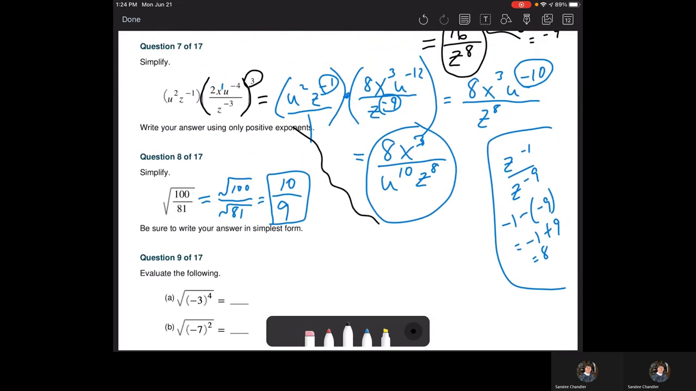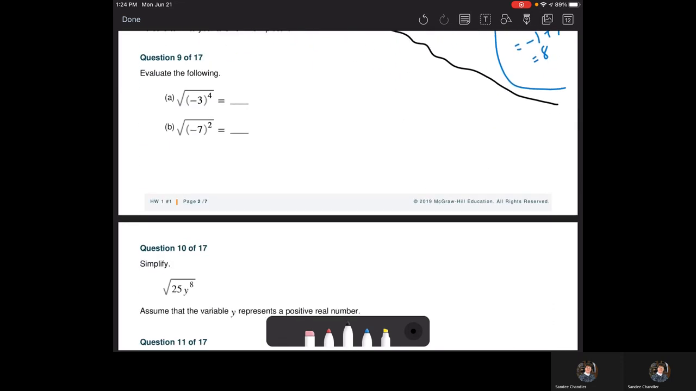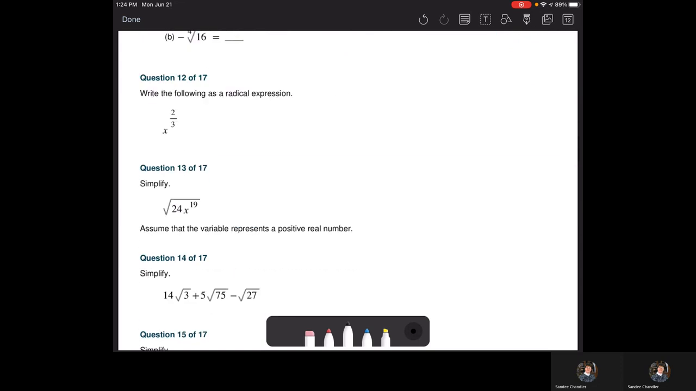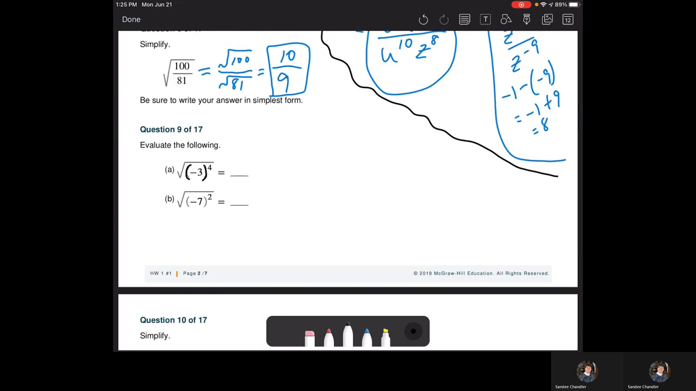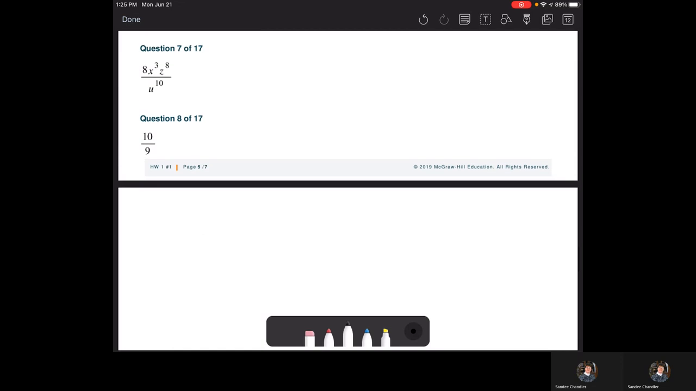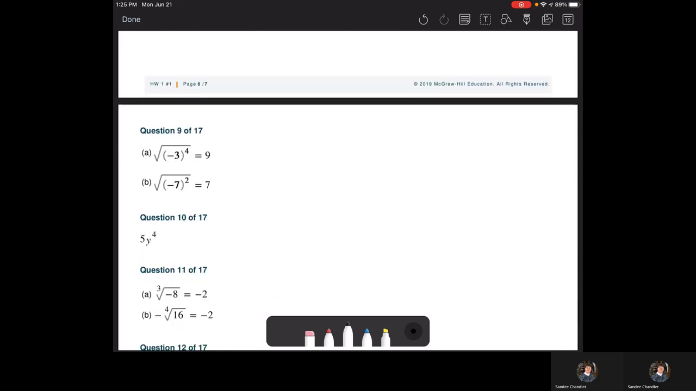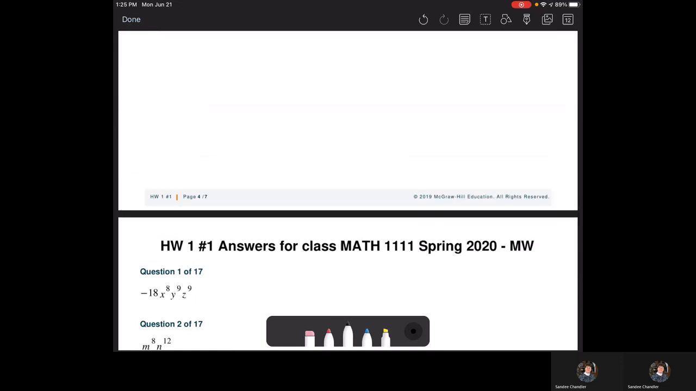Forgot to change colors. That problem was over there. All right. So we want to evaluate the following. Negatives are inside parentheses. Ooh, I hate these. I gotta look at the answer. Number 9. I get confused every time I see those. Where's number 9? There it is. Okay, because the even's in there, that's why I think. Yep, the even comes out.